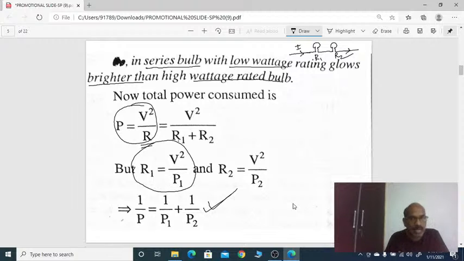The low wattage bulb will glow brighter. If we take a 60 watt and a 120 watt bulb, the low wattage 60 watt bulb will glow brighter.